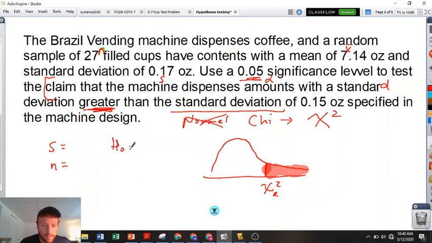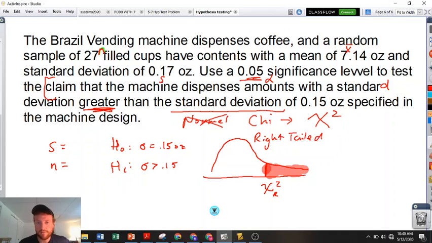Wait, what's my null? My null is always equal, that sigma is equal to 0.15. That's what the company thinks, but we want to test that it's greater than that. So we are doing a right-tailed test. And let's see if we can finally reject one. 0.17 is not far, so I don't know.